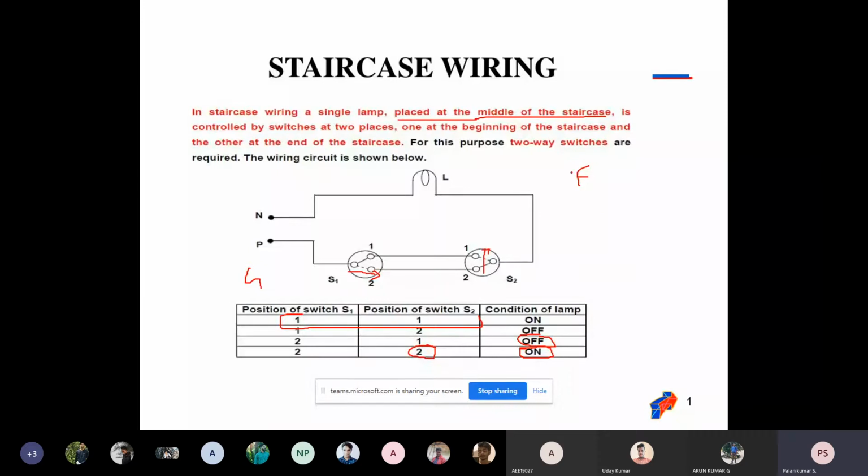Instead of a person returning from the first floor, another person is coming from the ground floor, and he wants to go to the first floor. So in this case, already this is in first, this is in second, so he will make it 1, both 1. So both 1 will make the particular lamp glow. So there are two ways.